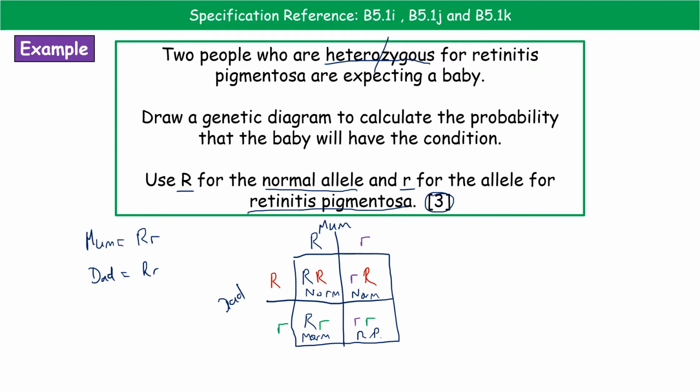So what we can see is we have 3 normals and 1 with the condition. So it's a 3-to-1 ratio, but we're asked to calculate the probability. That would work, 3-to-1, okay? We could also say that it's going to be a 1 in 4 chance, or we could write that as a 25% chance, 0.25 chance. Any of those will be acceptable answers for this, because what we're really looking at there is that we've all given probabilities in just different formats, but all of them would be correct. But that's all we need to do to get these genetic diagrams right every time.